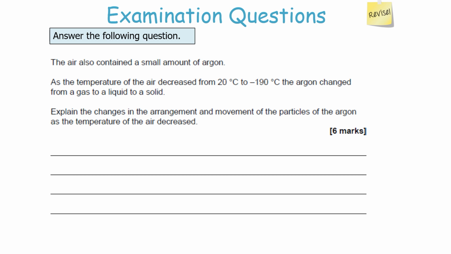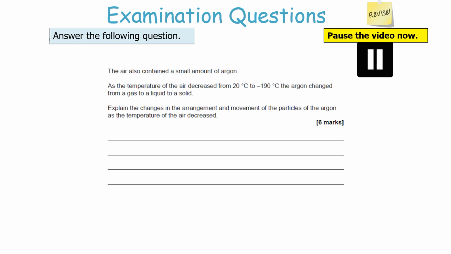The next question says, the air also contained a small amount of argon. As the temperature of the air decreased from 20 degrees Celsius to minus 190 degrees, the argon changed from a gas to a liquid to a solid. Explain the changes in arrangement and the movements of particles of argon as the temperature of the air decreased. So pause the video now, then unpause the video when you want to go through your answer.